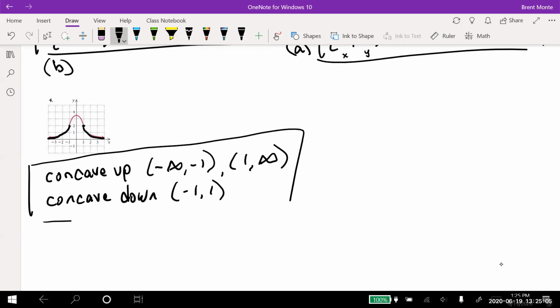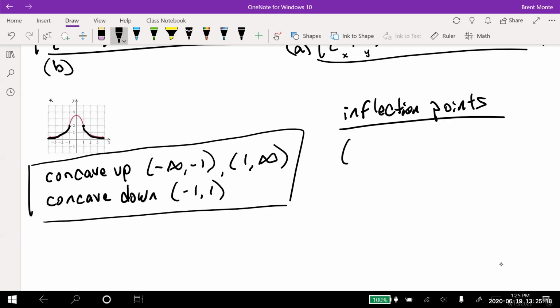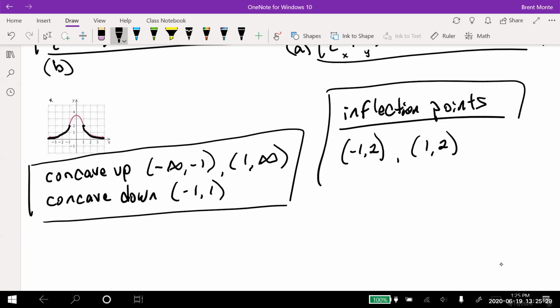So that's our concavity. But obviously, if it changed concavity, it has to have inflection points. And it changed concavity twice. So in this case, there's 2 inflection points. One is going to be when x is -1 and the y value is 2. And the other one's when the x value is 1 and the y value is 2. So 2 inflection points, which makes sense because we have 3 different intervals of concavity. So it changed twice. We have to have 2 inflection points. So that's the idea. It's kind of easy to get to when we see the picture.